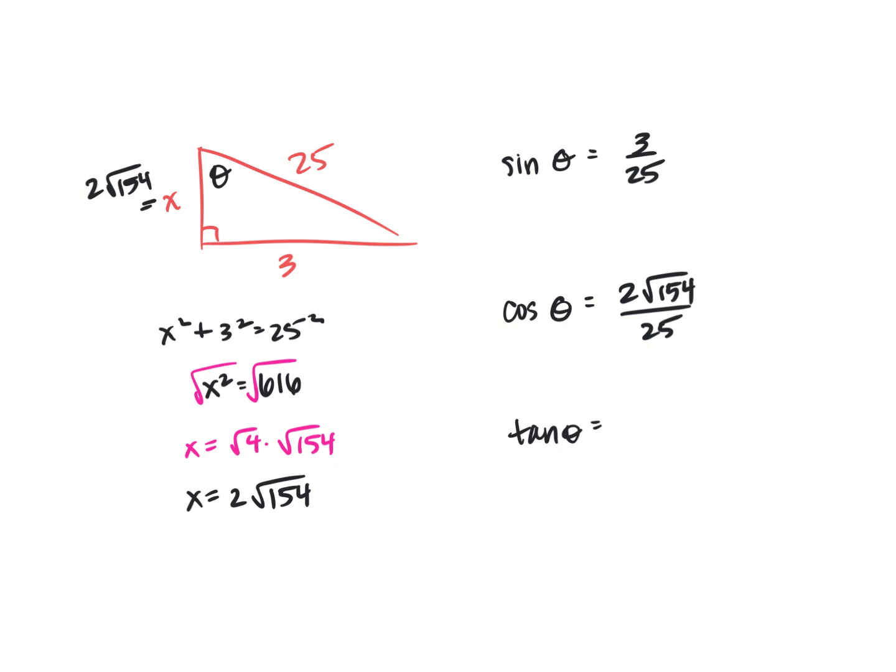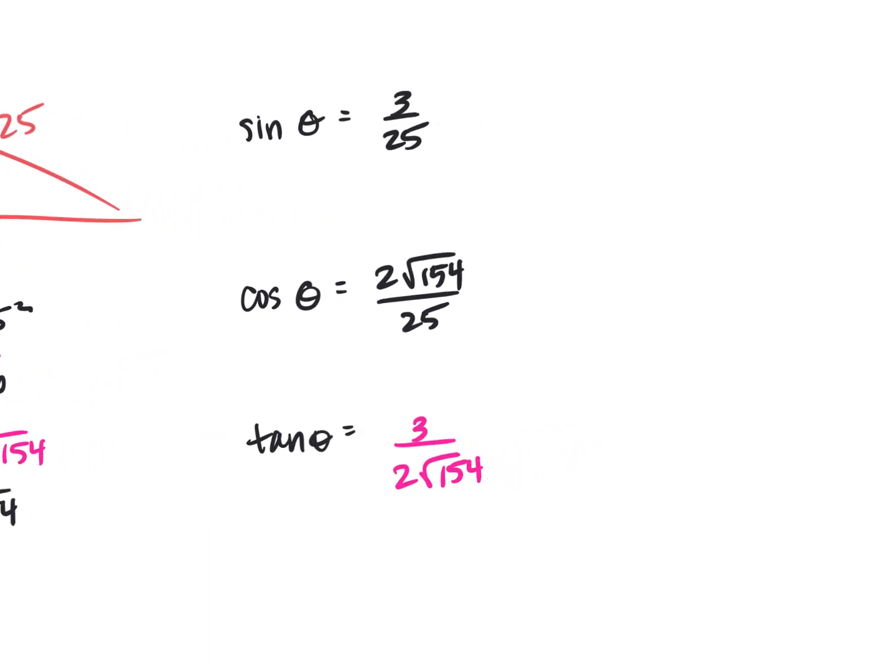Tangent. 3 over. Opposite over adjacent. What's my only beef here? What part of the denominator? 154. Yeah. What do we have on top? 3 over 308. Do these simplify at all? 3 and 308? I'm going to just check. Nope. We're done.